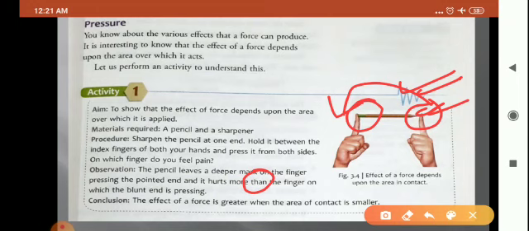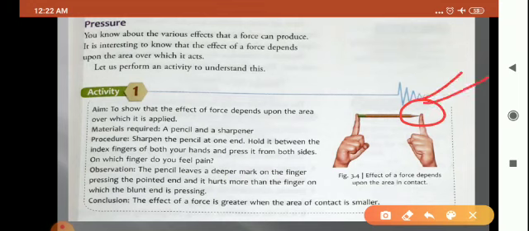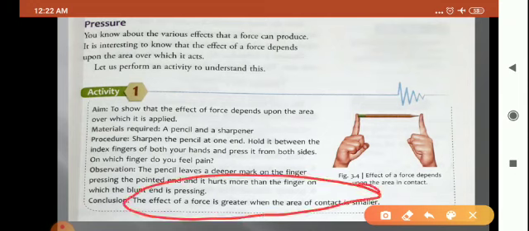Reason? What is that reason? First of all, you will study through this conclusion the effect of force. Why is this effect of force greater on this pointed end? Why are you getting a deeper mark on this finger as compared to the other side of this hand? This you will study through this observation. The effect of force is greater when the area of contact is smaller. The effect of force is greater when the area of contact is smaller.